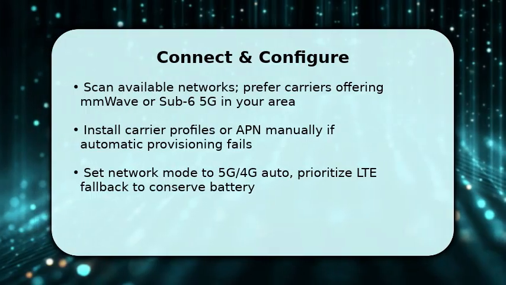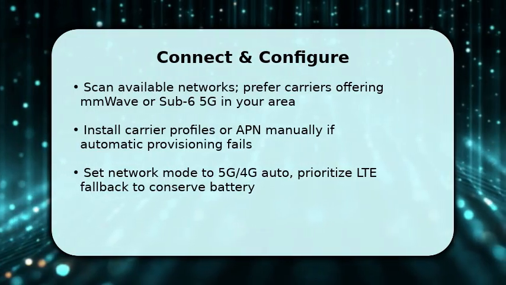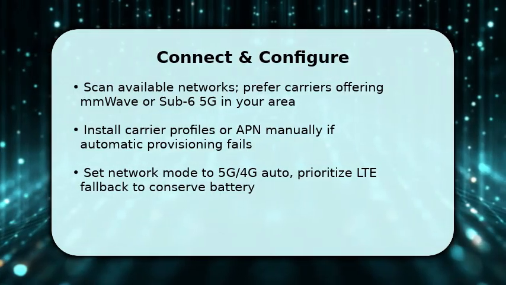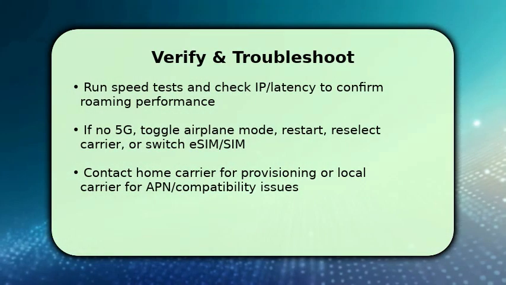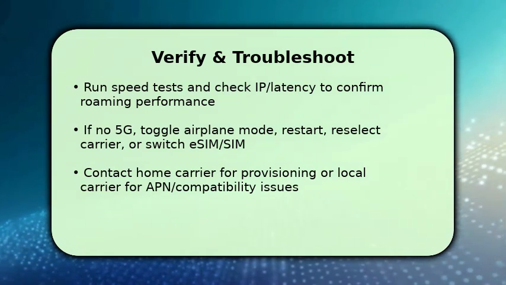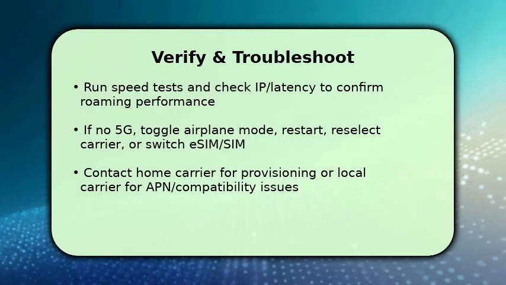Make sure network mode is set to 5G/4G auto so your phone can fall back to LTE when 5G signal drops, which preserves connectivity. Finish by verifying performance. Run a speed test and check latency to confirm you're on 5G and receiving roaming service.